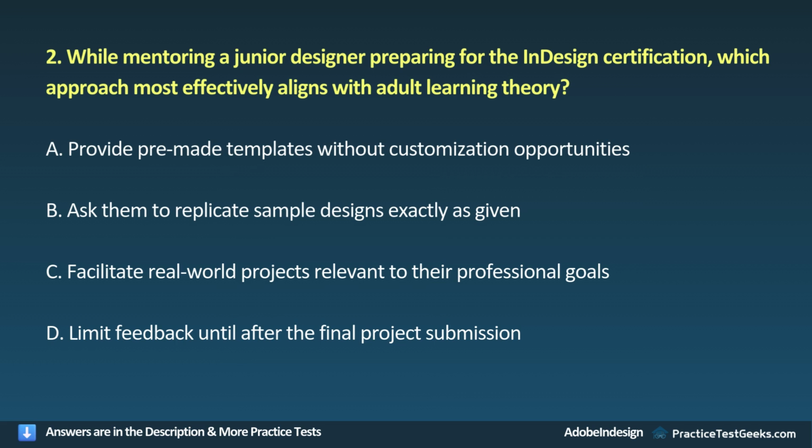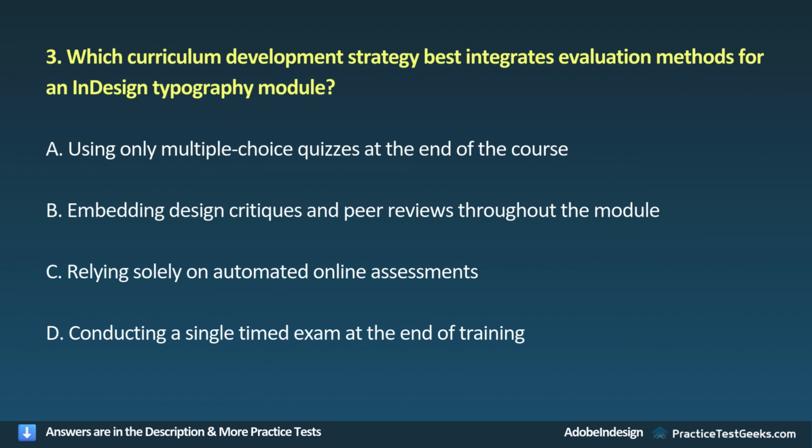2. While mentoring a junior designer preparing for the InDesign certification, which approach most effectively aligns with adult learning theory? A. Provide pre-made templates without customization opportunities. B. Ask them to replicate sample designs exactly as given. C. Facilitate real-world projects relevant to their professional goals. D. Limit feedback until after the final project submission.